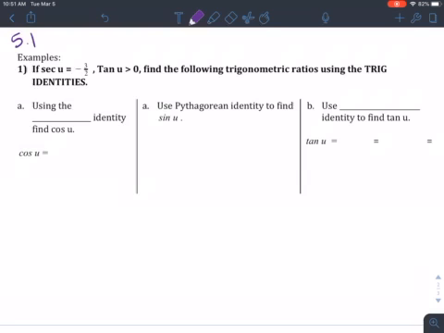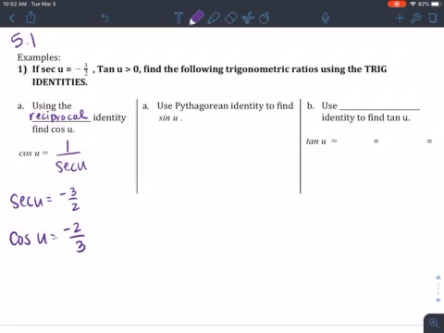Okay, so first off, I am going to figure out what cosine u is. Using what identity could I find the cosine of u? Well, I know that secant and cosine are reciprocals. So the cosine of u is equal to 1 over the secant of u. In other words, if secant of u is equal to negative 3 over 2, cosine of u is equal to negative 2 over 3.